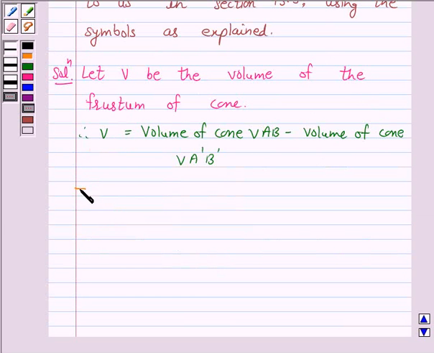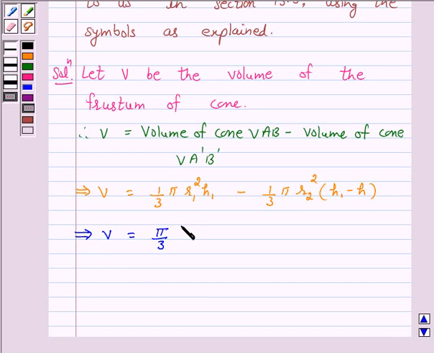So this implies V is equal to, now we know that volume of cone is 1 by 3 pi r square h. Therefore, volume of cone VAB is 1 by 3 pi r1 square into h1 minus volume of cone VA dash B dash is 1 by 3 pi r2 square into h1 minus h. This implies V is equal to, let us take pi by 3 common, we have h1 r1 square minus h1 minus h r2 square.